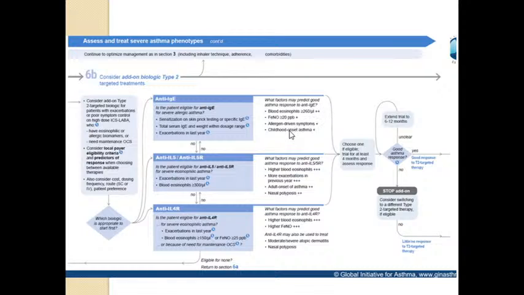260 per microliter, FeNO more than 20, allergen-driven symptoms and childhood onset of asthma. But for patients who have higher blood eosinophils in the sputum, more exacerbations in the previous year, adult onset of asthma, nasal polyps, it's more preferable to prescribe anti-interleukin 5 or anti-interleukin 5 receptor blocking monoclonal antibody, including reslizumab and mepolizumab.